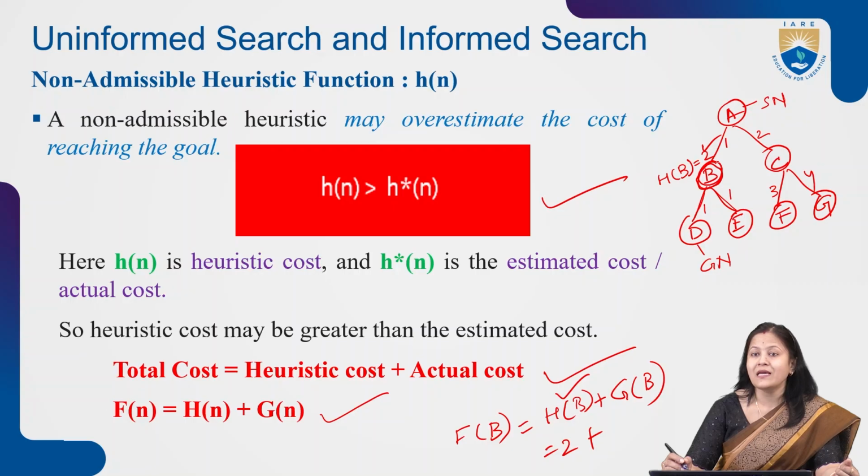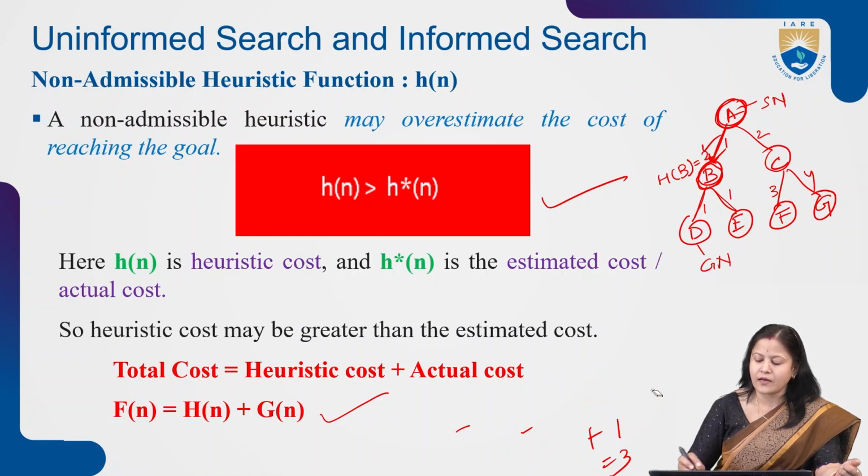So g of B is treated as the cost from the starting node to the current node. Now my current node is B. I am calculating the total cost of B. How much cost is required if I move through B node? That is why, as we are calculating f of B, that is equal to h of B plus g of B. g of B means starting from the starting node to the current node. Now the value is 1. So it becomes 3. So f of B is equal to 3. This is the way we can calculate.